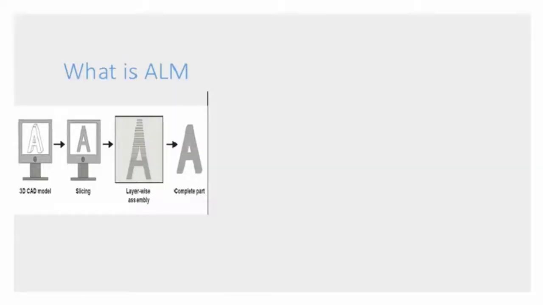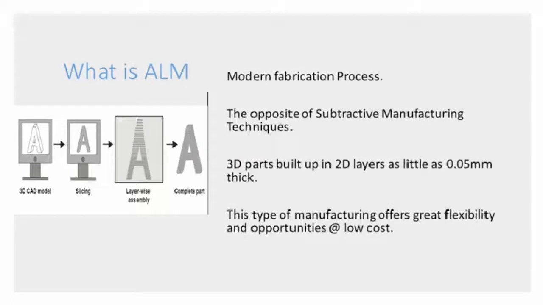Firstly, what is ALM? It's a modern fabrication process that can use a wide range of materials to create products ranging from medical implants to parts of an aircraft wing. The 3D additive manufacturing process is in general the opposite of subtractive manufacturing, where material is removed to reach the desired shape. The process starts with a computer-aided design, which is then sliced horizontally apart to plan its layered-based physical construction.